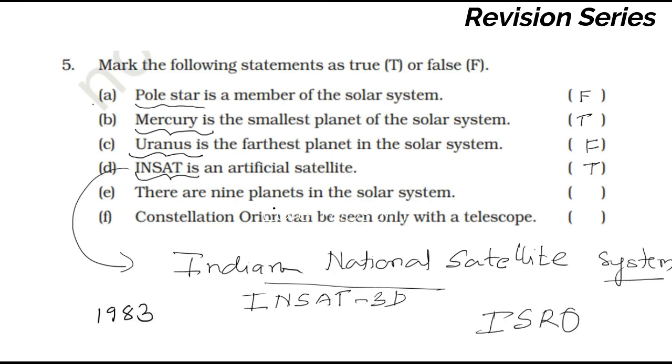E. There are 9 planets in the solar system. Wrong. There are 8 planets in the solar system. So we can write it here F. Next, constellation Orion can be seen only with the telescope. No, anybody can see a constellation. And what is the constellation pattern? The constellation pattern is the way I am showing it now. Sometimes it is shown here also. So it appears like this.